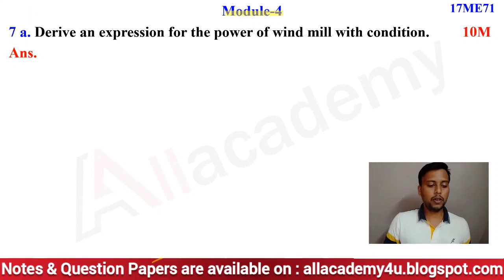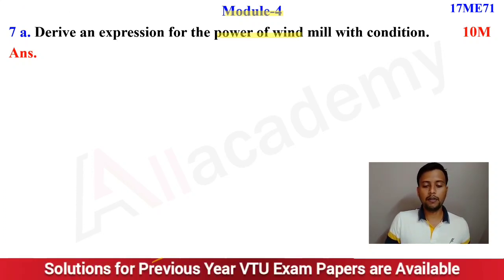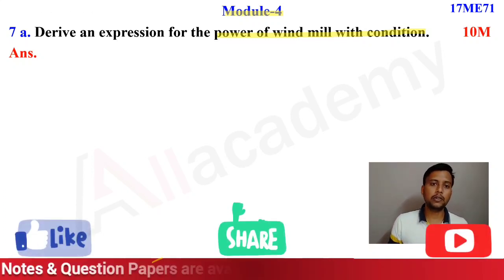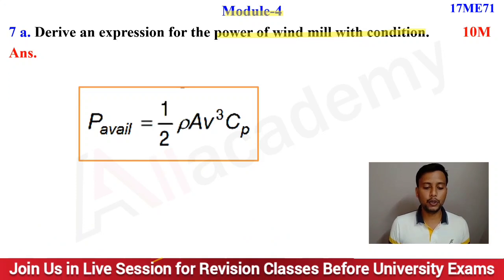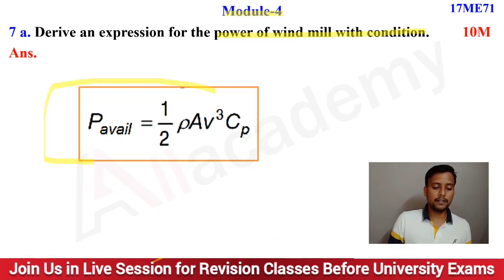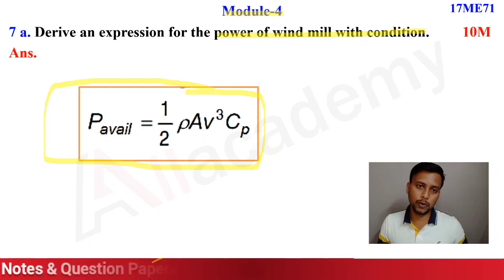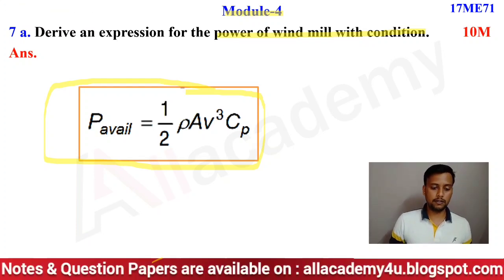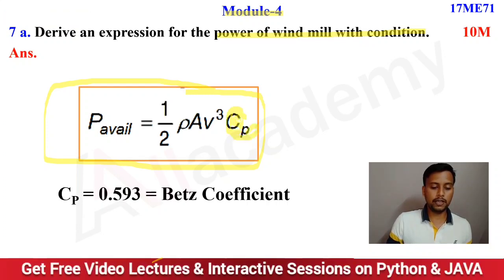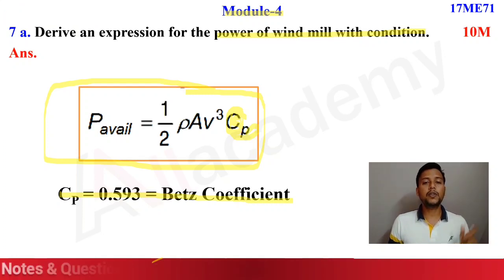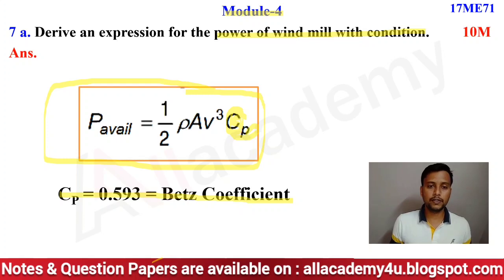Next, the question was: derive the expression for the power of a windmill with a condition. So power of a windmill. You need to calculate the power equation. The actual equation is P available, that is P maximum, equals half rho A V cube Cp. Those who have derived this equation will get complete marks. And you need to explain, because the condition is stated, what this Cp is. Cp is 0.593, that is Betz's constant or Betz's coefficient.